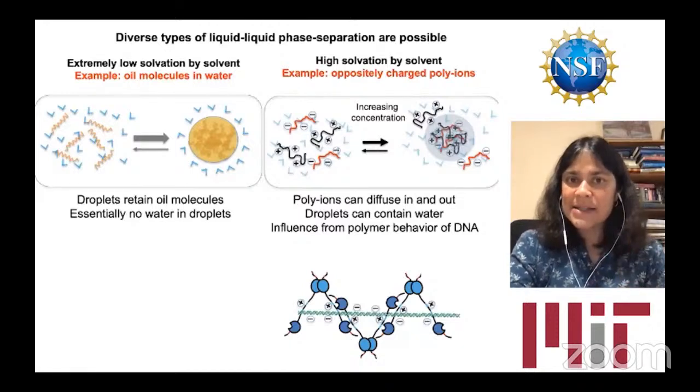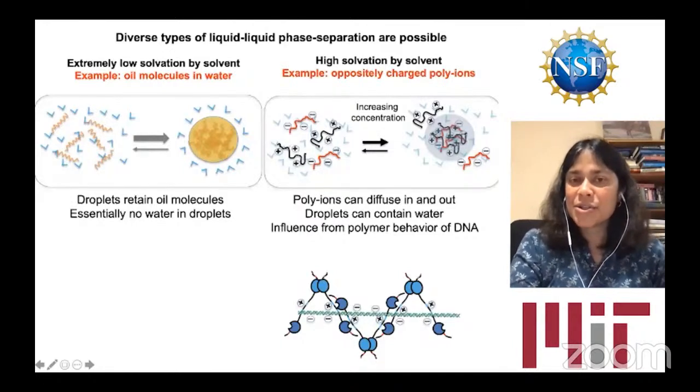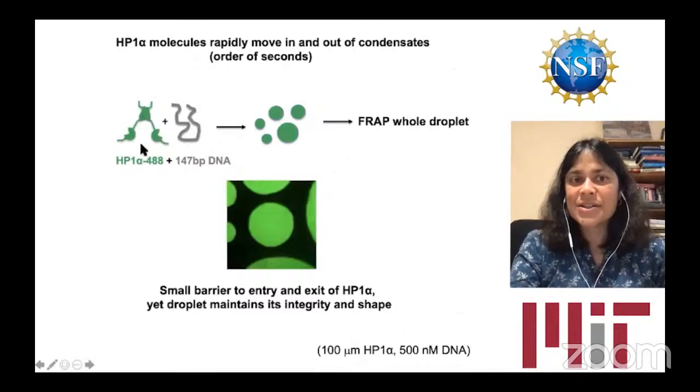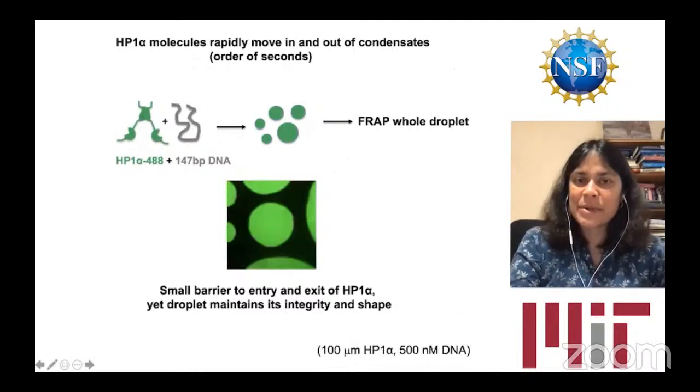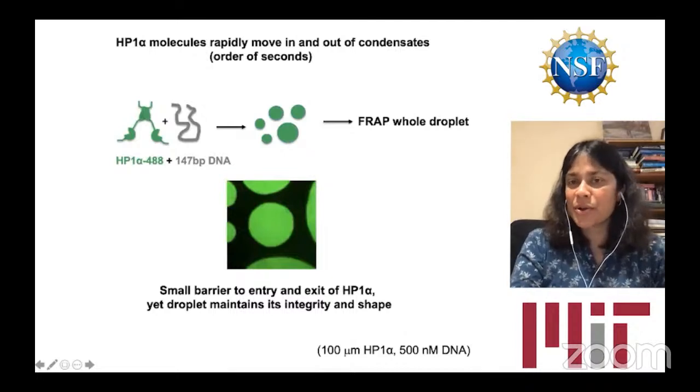So Madeline set out to ask, does the HP1 DNA phase separation system resemble this kind of electrostatically driven phase separated system? And do the HP1 molecules diffuse readily in and out of these phases? And to do that, she made phase separated droplets using fluorescently labeled HP1 molecules. So green HP1 molecules, unlabeled DNA. She formed green droplets, and then she FRAPped the whole droplet and asked, how readily does this recover?